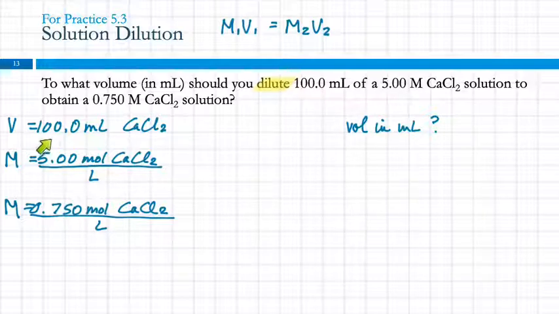So this 100 milliliters, does it go with 5 or 0.75? Goes with 5. 100 milliliters of 5. Those two go together. I'm going to call them both 1 because they were first in the problem. So this is V1 and this is M1 because they're together. And so this other molarity is going to be M2. And then what I'm finding is a volume, and that's going to be V2.